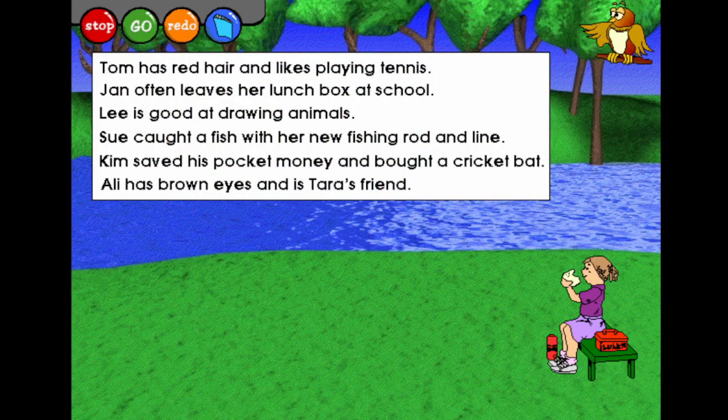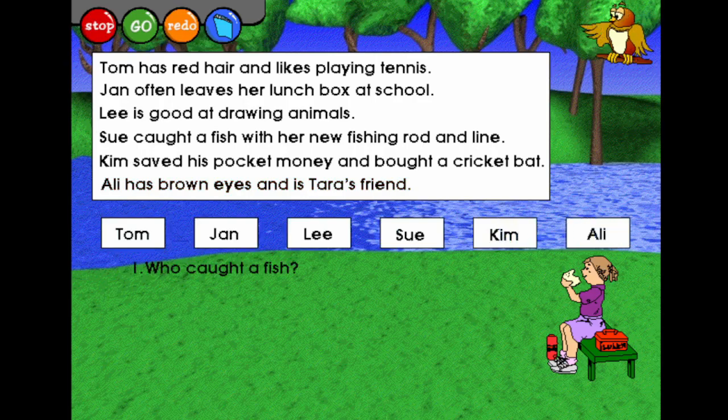Read this story about busy children. Click on the book so I can read it with you. Tom has red hair and likes playing tennis. Jan often leaves her lunchbox at school. Lee is good at drawing animals. Sue caught a fish with her new fishing rod and line. Kim saved his pocket money and bought a cricket bat. Hallie has brown eyes and is Tara's friend.